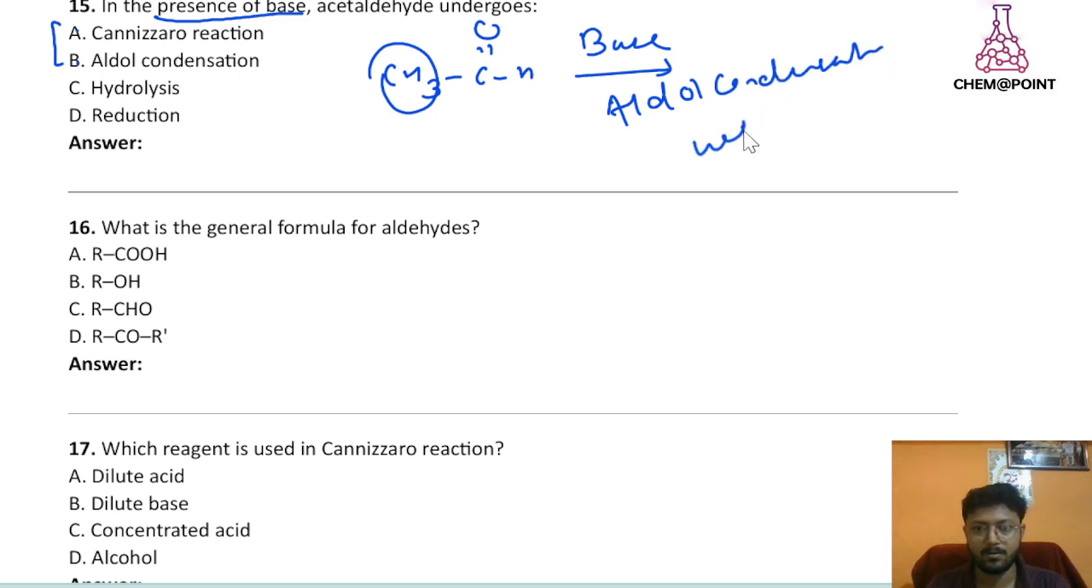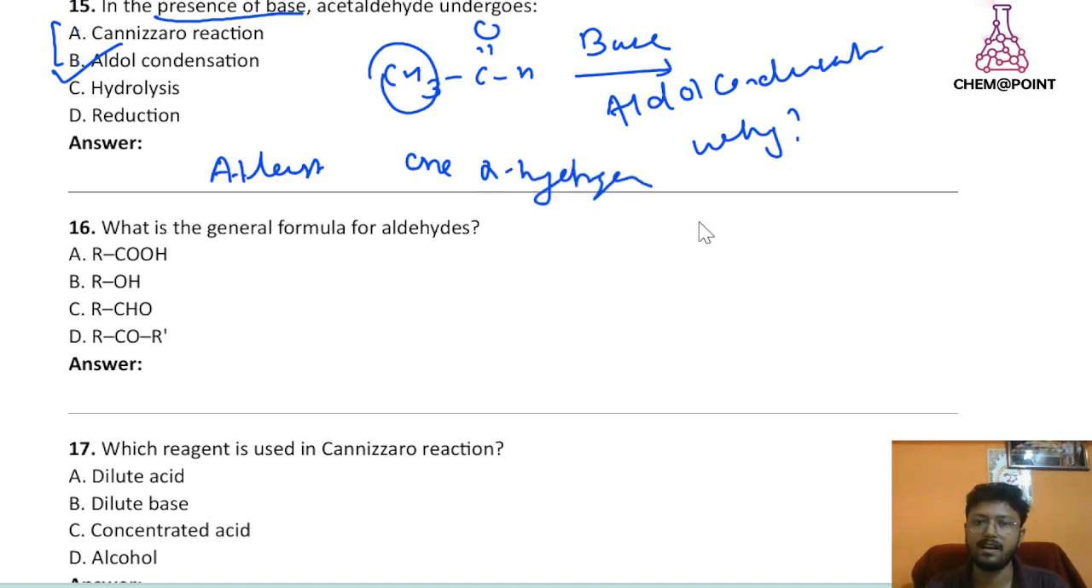Why are we choosing option B? What is the condition of aldol condensation? At least one alpha hydrogen must be present. That's why we go for aldol condensation. Do you understand my point? The Cannizzaro reaction has no alpha hydrogen, but aldol condensation needs at least one alpha hydrogen. Got it? The right answer is B.